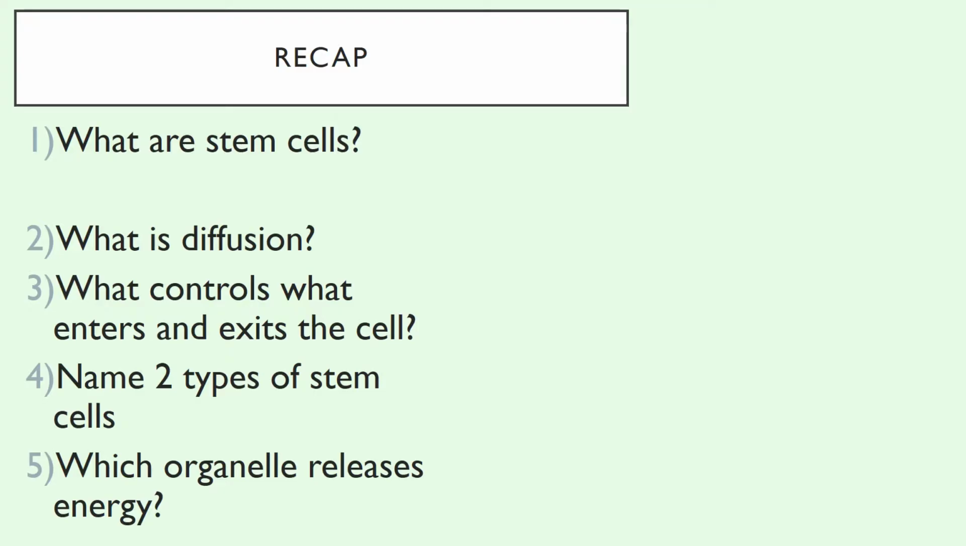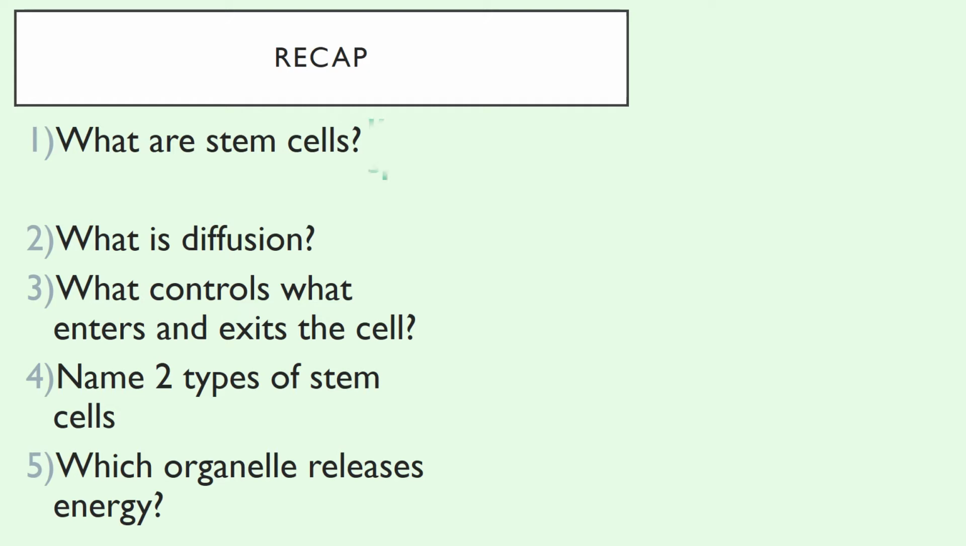So we've got 5 questions, so write these out, pause the video, put your answers down and then come back and check your answers. So question 1, what are stem cells? Question 2, what is diffusion? Question 3, what controls what enters and exits the cell? Question 4, name 2 types of stem cells. And question 5, which organelle releases energy? So pause the video and then come back and check your answers.